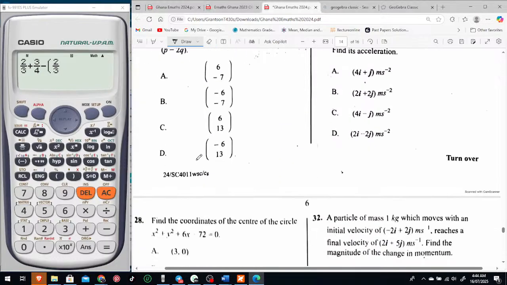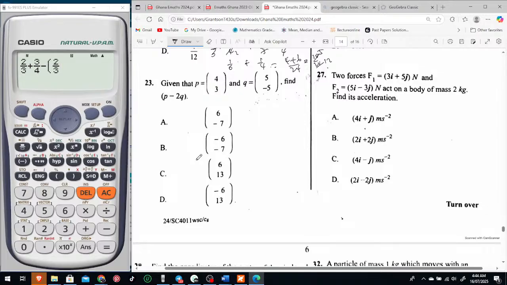Okay, let's do the matrix part. P minus 2Q. If you multiply 2 here, so 4, 3 minus 10, negative 10. It gives you negative 6, 13. Right, D. Are you okay? I hope this one everybody understands.